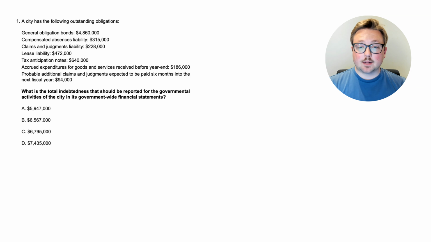A city has the following outstanding obligations: general obligation bonds, $4,860,000, compensated absences liability, $315,000, claims and judgments liability, $228,000, lease liability, $472,000, tax anticipation notes, $640,000, accrued expenditures for goods and services received before year end, $186,000, and then finally, probable additional claims and judgments expected to be paid in 6 months into the next fiscal year for $94,000. So we have a lot of information there. What is going to go into total indebtedness?